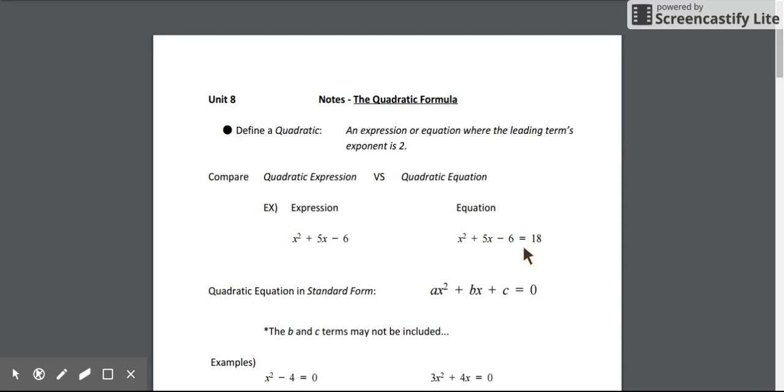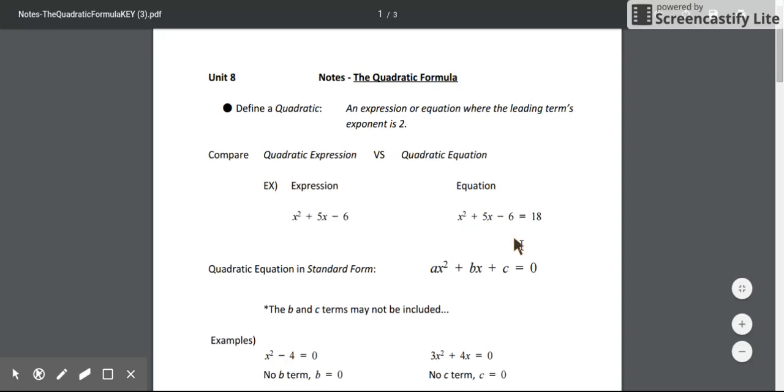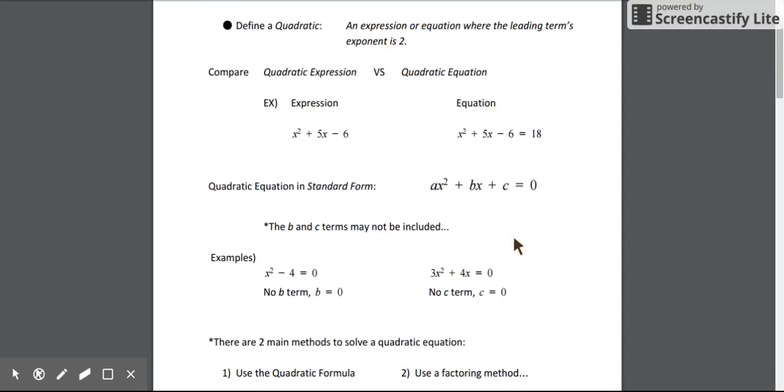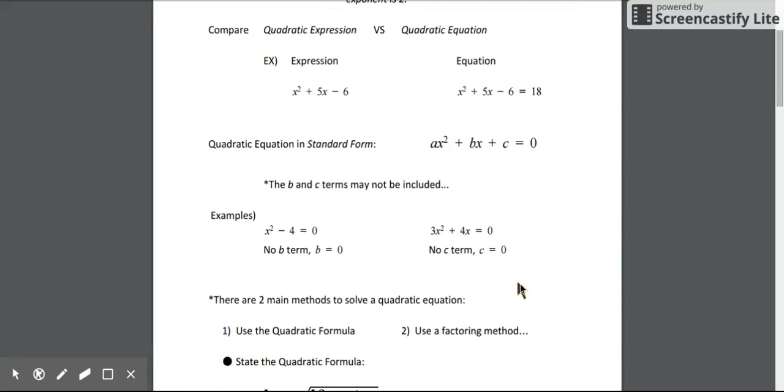So we can solve a quadratic equation using the quadratic formula. There's no need to solve an expression. It needs an equal sign before we can solve it. Quadratic equations come in a few different forms. The most basic and most used, I would say, is the standard form equation.